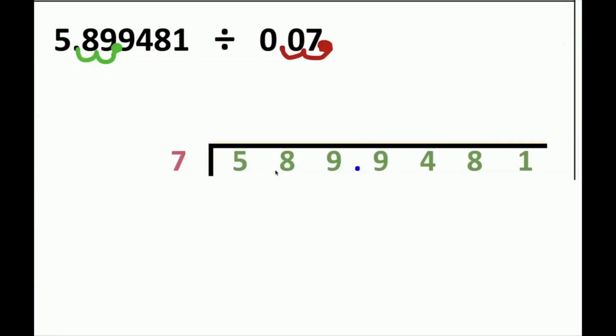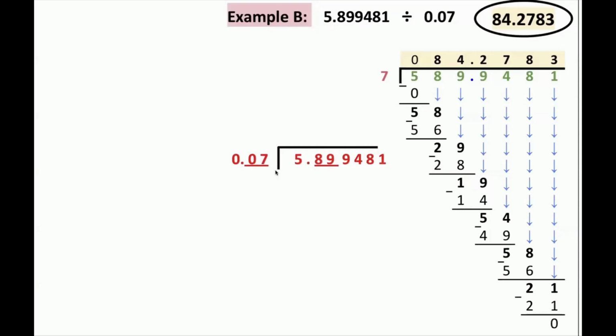So we have 589.9481 divided by 7. Make sure that you have a space between your numbers and they're not touching or close together. If you haven't finished this problem yet, go ahead and finish it. Come back to the video when you're ready to check your work. Pause the video, take some time and really check your work here. This was a longer one.